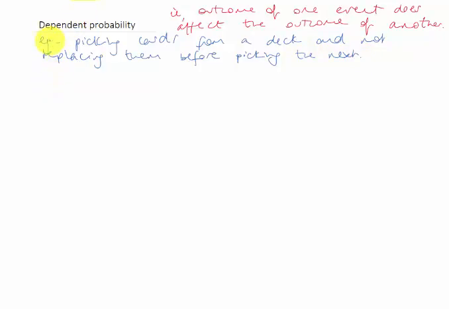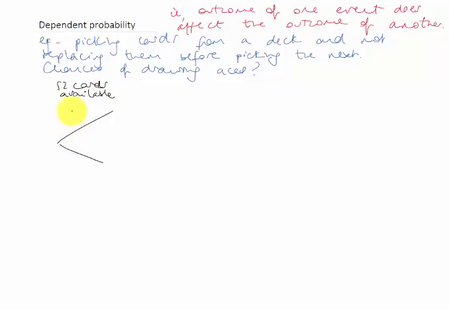Okay, so let's look at, just for an example, the chances of drawing aces. I'm just going to look at drawing the first two cards from a deck. So I'm going to do a tree here. The first card we draw, there are 52 cards available, and 4 out of the 52 are aces, and 48 out of 52 are not aces. Tilde means not.